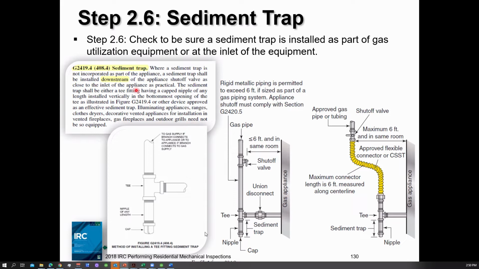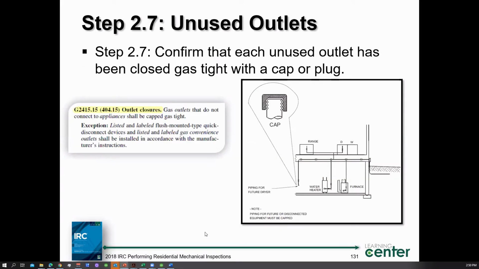You won't find anything. It's just a nipple of any length and a cap. In your code book, you'll find this figure. This is the proper way to construct a sediment trap, okay? Where you don't need a sediment trap is smaller appliances like ranges, clothes dryers, gas lights, outdoor grills, things of that nature. All right, let's move on. Get into some other stuff.